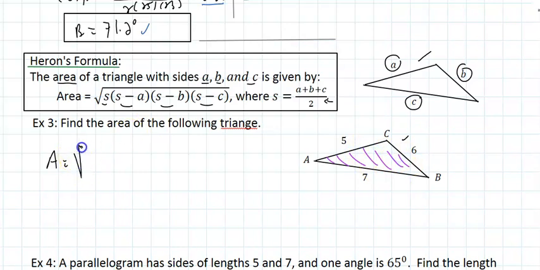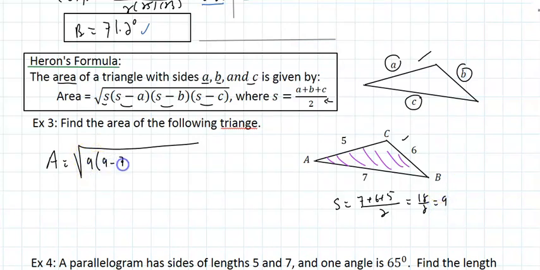Given the following triangle, the area of this triangle would be the square root of S. Well, let's figure out what S is. S is the sum of the sides divided by 2. That is 18 divided by 2, which is 9. So that will be 9 times 9 minus 7, 9 minus 6, 9 minus 5, in any order that you like. You could plug this in your calculator and get the answer.